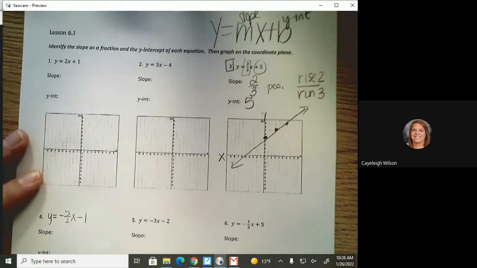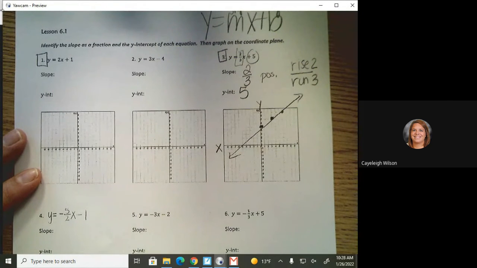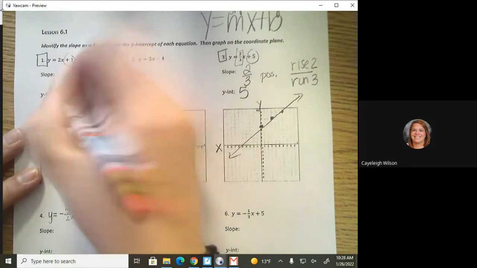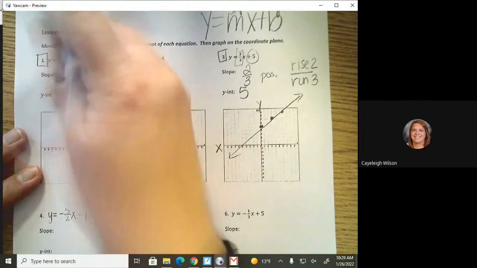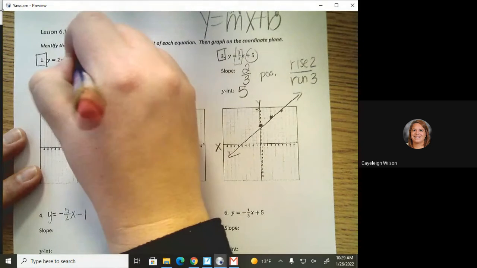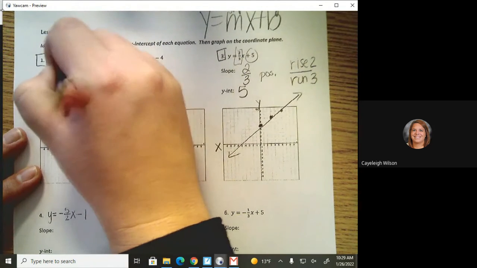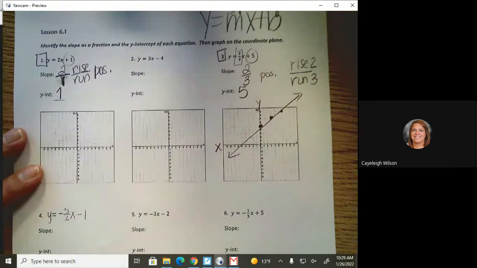All right, let's do number 1 together. All right, so who can raise their hand and tell me the y-intercept on number 1, Raymond? The +1. All right, what about the slope? Aiden? 2. Now, how do I make 2 a fraction to count rise over run? Put a 1 under it. So I'm going to, oh, here, look, I'm writing the word rise. So I put a 1 under it. So I'm going to rise over run. Now, what kind of slope am I looking at here? Positive. So I know my line's going to be going up from left to right.